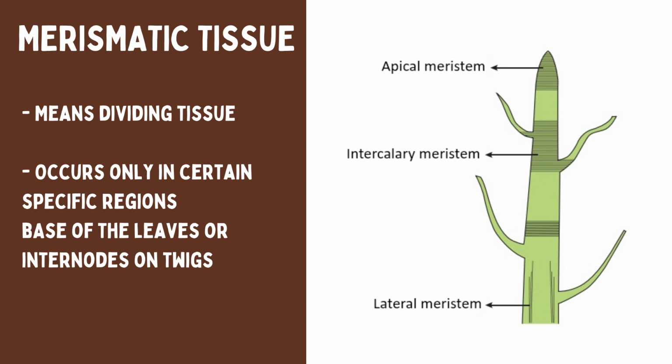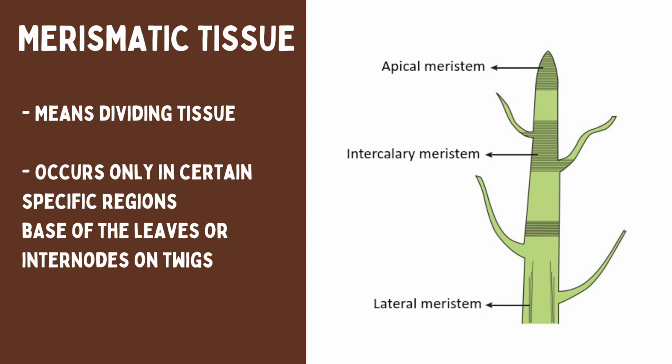Meristematic tissue means dividing tissue. It occurs only in certain specific regions, base of the leaves or internodes on twigs. The meristematic tissue has three parts, namely the apical meristem, intercalary meristem, and lateral meristem.